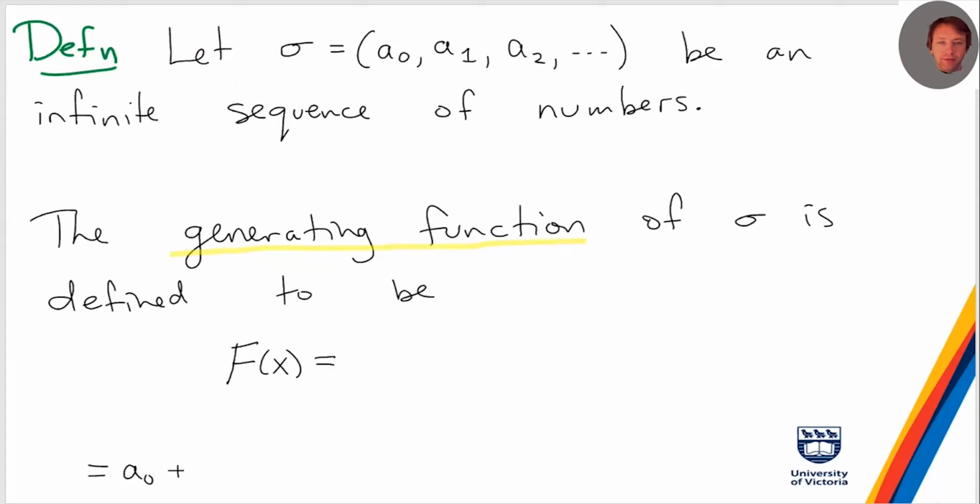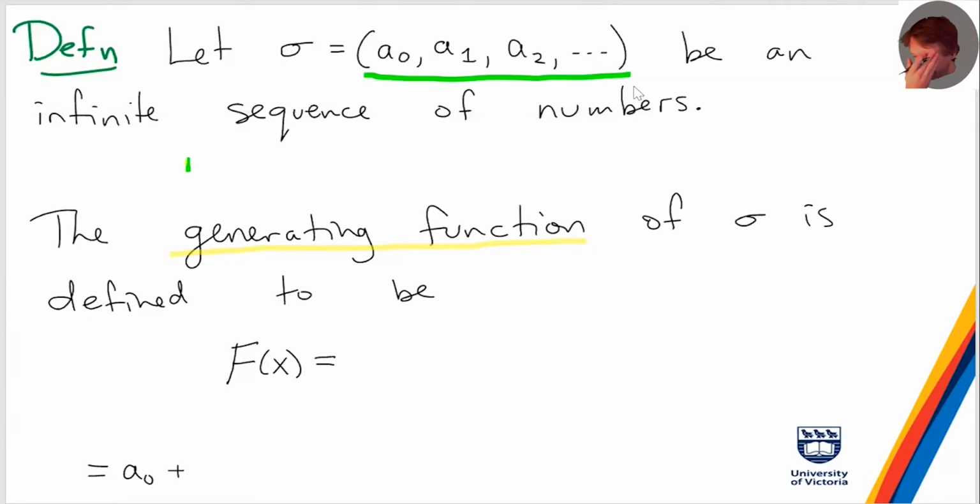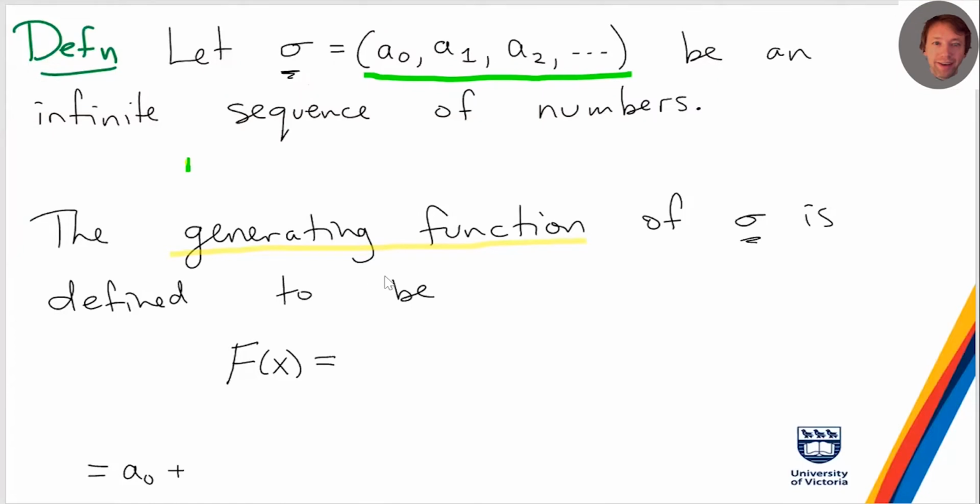Imagine I take a sequence of numbers. Let's say a0. I'm always going to start my sequences from 0, because for reasons that will hopefully be natural. So I've got an infinite sequence of numbers, a0, a1, a2, etc. And then I can define the generating function of this sequence. The sequence is called sigma for some reason.